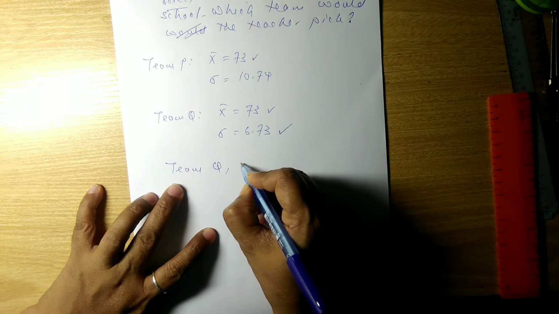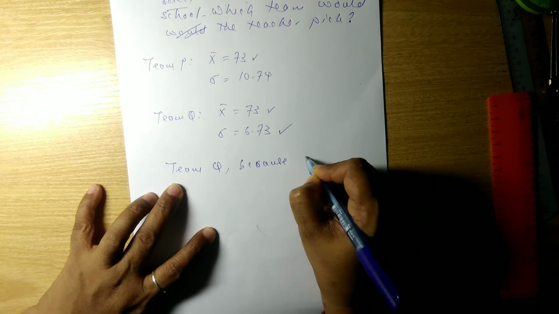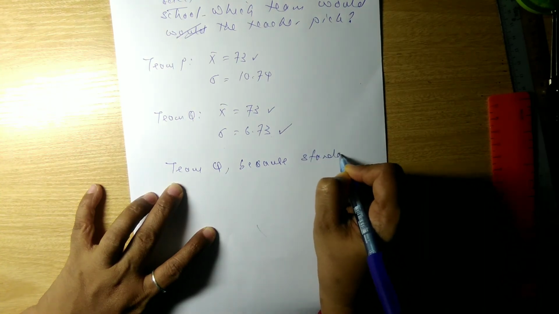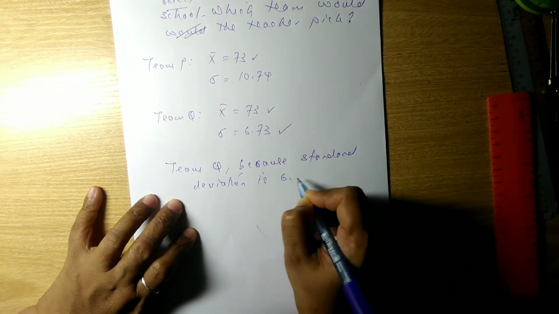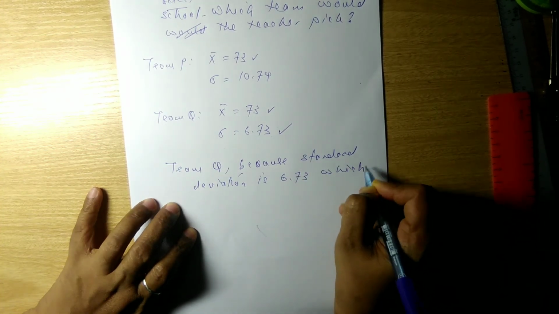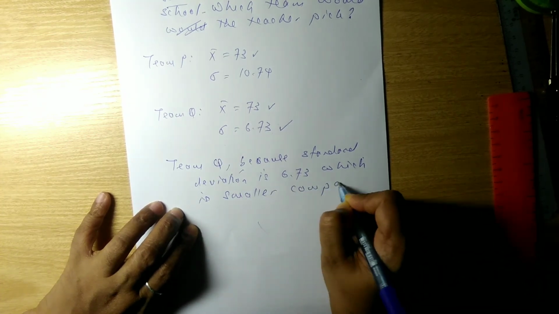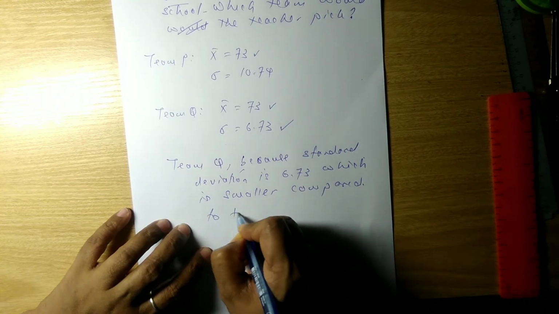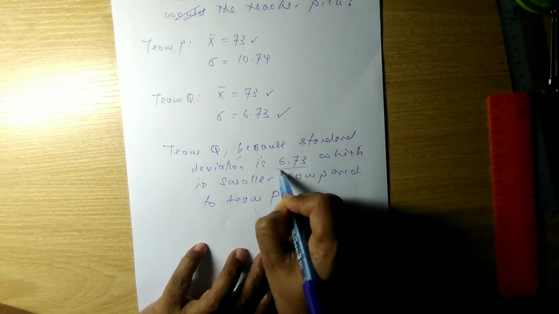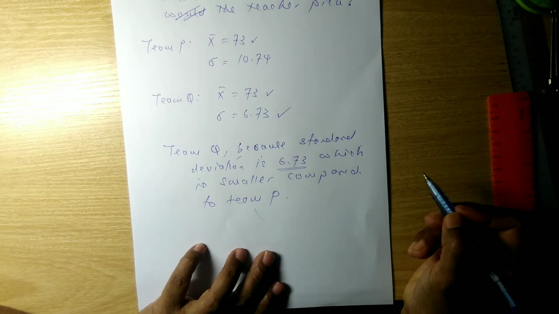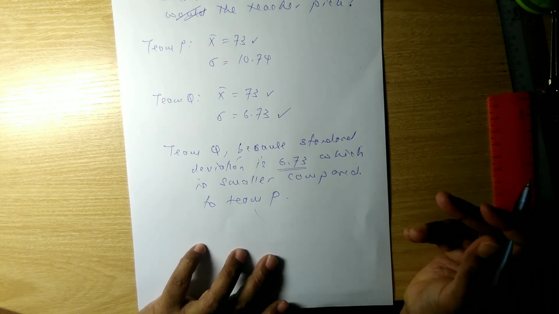So in this case, the teacher will pick team Q. The reason is that the standard deviation of 6.73 is smaller compared to team P. I repeat again: 6.73 shows that the scores obtained by members in team Q are more consistent. All right, thank you.